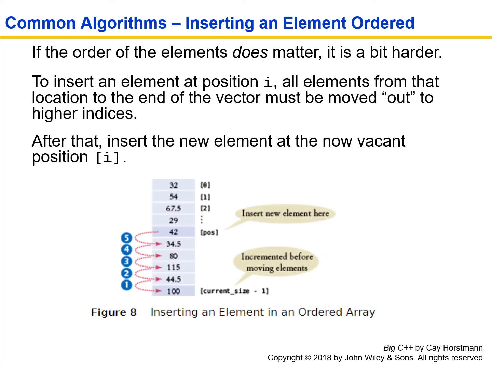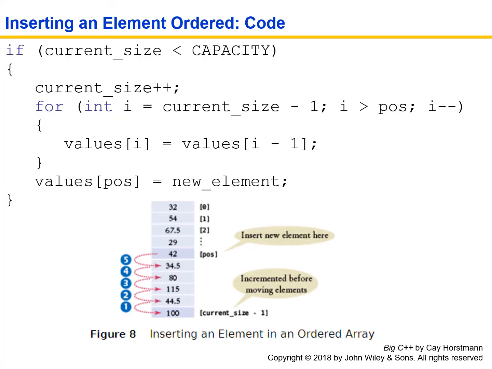Again, if the order matters, we now have to copy everything forward a value in our list, which looks like this code here. We go from current size - 1 to the position we're trying to insert to, and we, that's an oh, okay, we've just incremented current size.